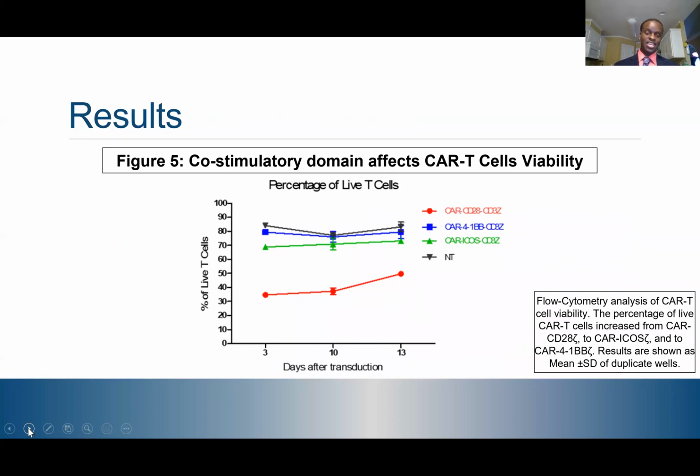My next one is figure 5. It shows how the costimulatory domain affects the CAR T cell viability. Viability is the percentage of live cells, and whether after the transduction it had an effect on keeping the T cells alive. As you can see, the percentage of live cells increased from CD28 to ICOS and then to 4-1BB.